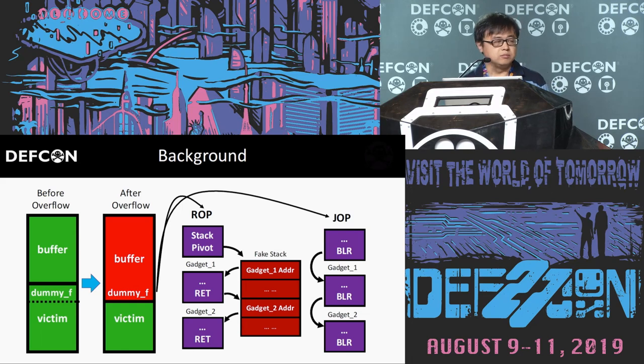We can write more data into the buffer array, and the data we write will overwrite the area in the victim array. That is, we may overwrite the function pointer in the victim array, which is called dummy. And then by giving dummy an arbitrary address, we can force the victim process to jump to other locations. And from those locations, we can use ROP chains, ROP gadgets, or JOP gadgets to do malicious things.